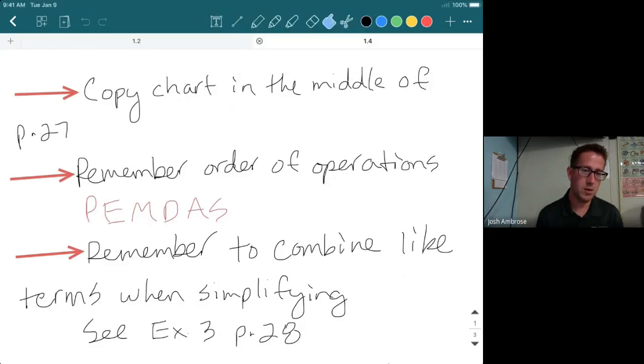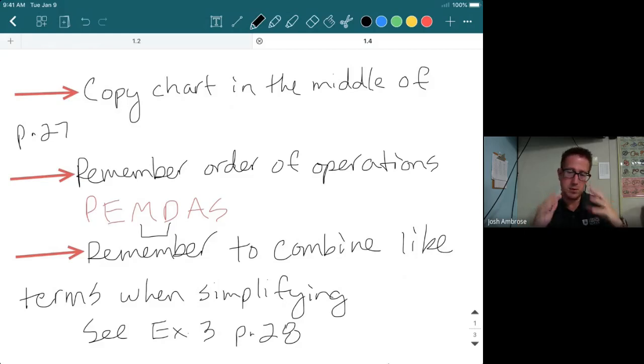Okay, the order of operations. You remember PEMDAS, that is please excuse my dear Aunt Sally. And that stands for parentheses, exponents, multiplication, division, addition, subtraction. And remember, let's do a little bit right here. Remember that multiplication and division, they're on the same level of importance, okay?